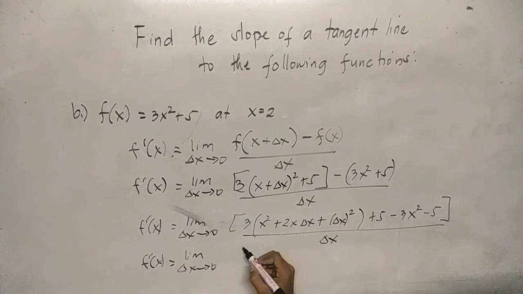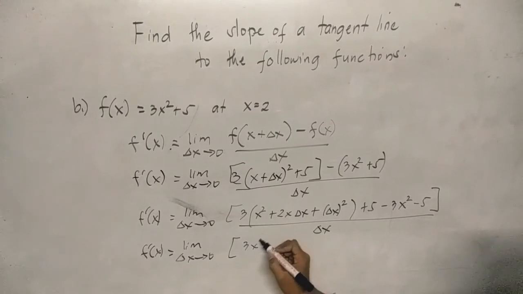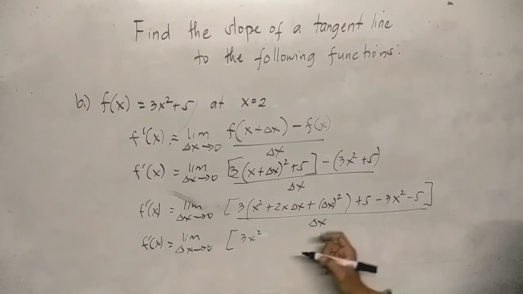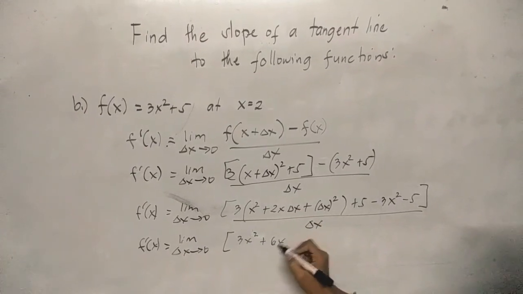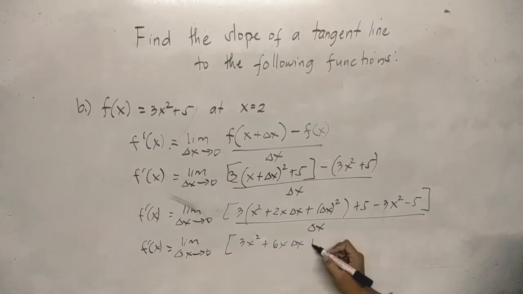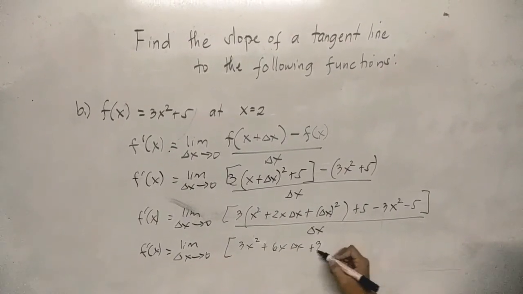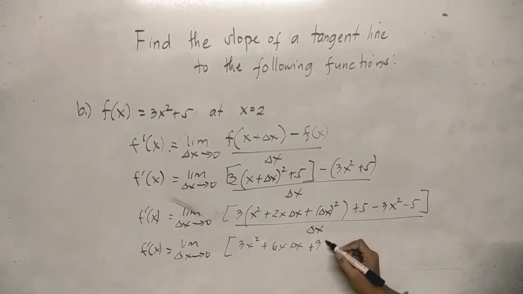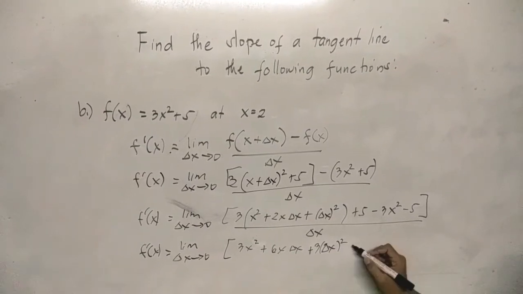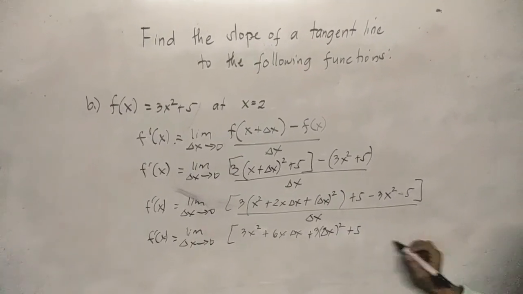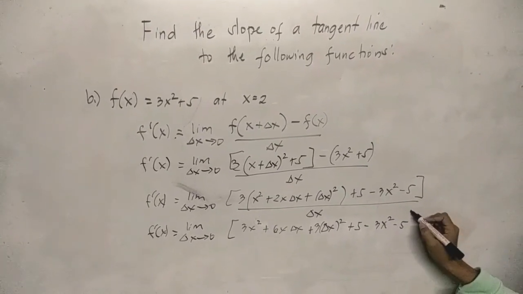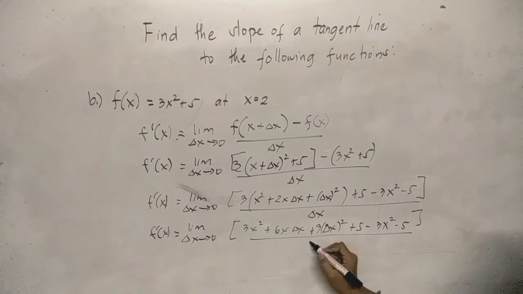So 3 times x squared, 3x squared. 3 times 2x delta x is equal to 6x delta x. 3 times delta x squared is equal to 3 delta x squared, plus 5 minus 3x squared minus 5. Okay, all over delta x.